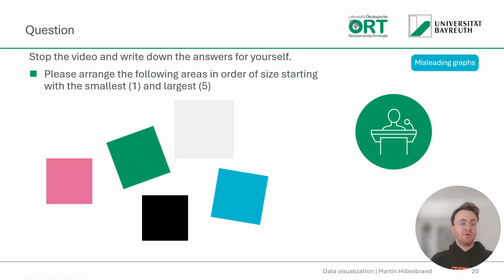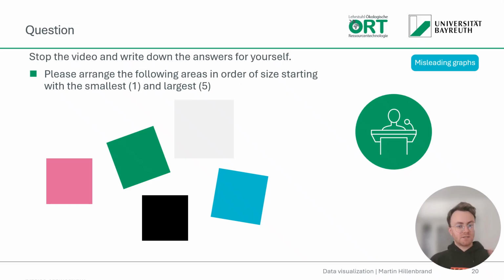And it's not only about stereotypes, but also colors have different meanings. So please again stop the video and write down the answer for yourself. Please arrange the following areas in order of size, starting with the smallest. So you say, okay, whatever, the blue one is the smallest, so I say this is 1.